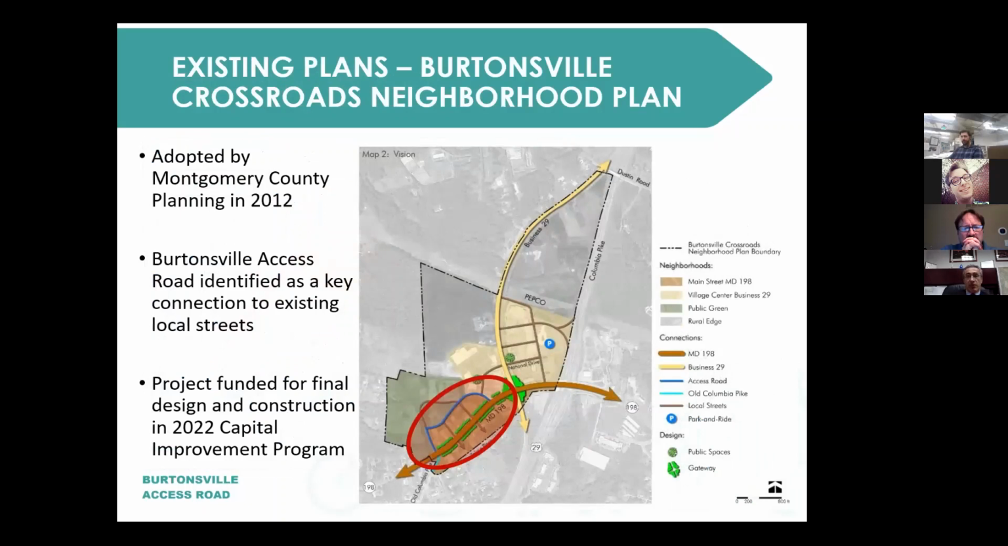As far as the previous plans, there is a master plan, the Burtonsville Crossroads Neighborhood Plan, which was adopted in 2012. This project, BAR, is identified as a key connection to existing local streets. But I'll be honest with you, in reality, there are not a whole lot of different streets that it connects to. It basically connects from Maryland 198 to the access road to the elementary school. The project is now funded for final design and construction in our current budget. Next.